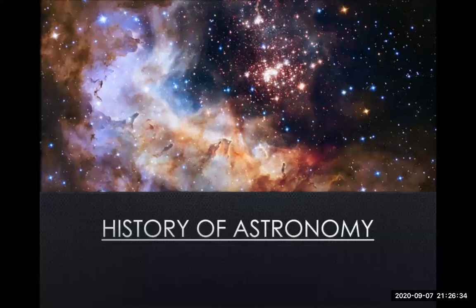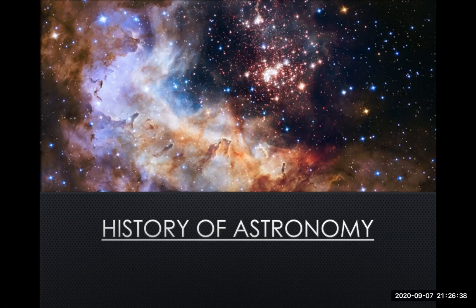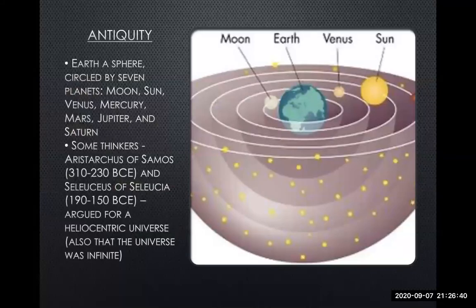And we begin with a general, very, very brief history of astronomy. So in antiquity, we have a lot of these ideas developing. We see this belief that the Earth is a sphere that was circled by 7 planets: the Moon, the Sun, Venus, Mercury, Mars, Jupiter, and Saturn. You can see a bit of this design here, and you have the stars here in the background as well.